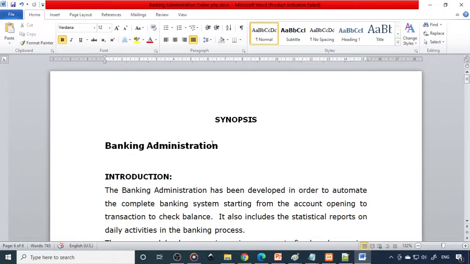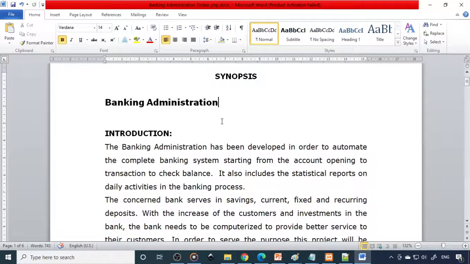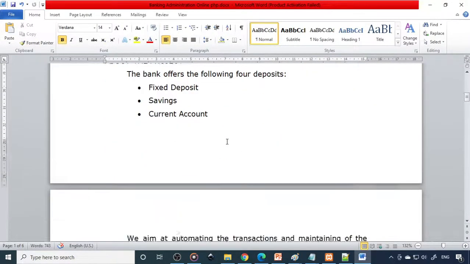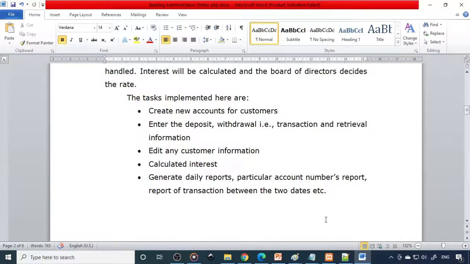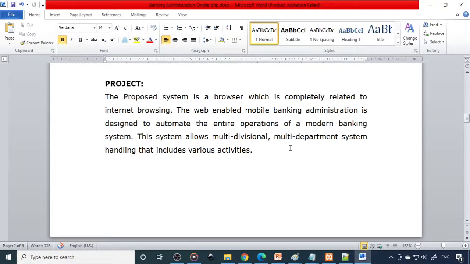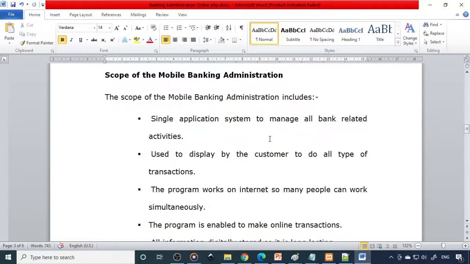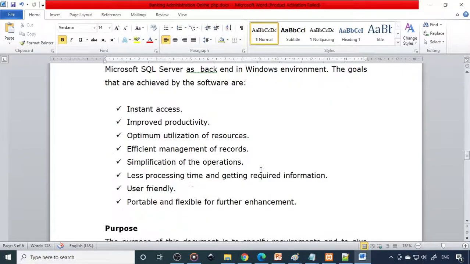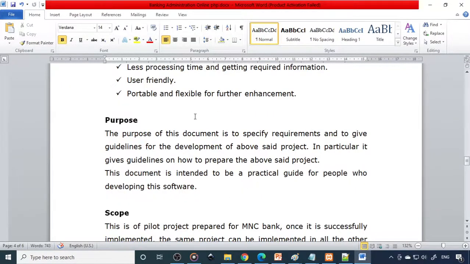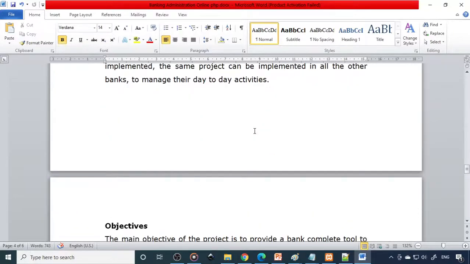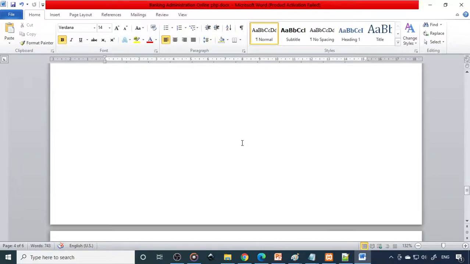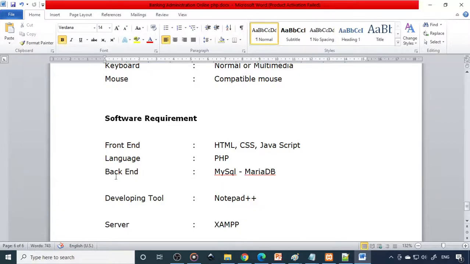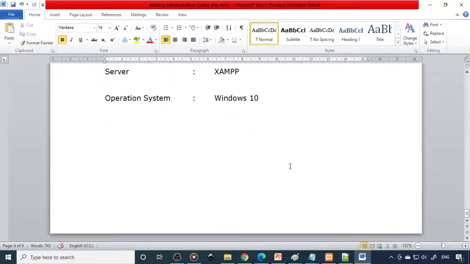Now as far as the synopsis for this particular project is concerned, here you can have a synopsis for banking administration. First you need to provide the introduction and about the bank, and what are the things we can do here, and in the savings account, what are the options in the savings account, and about this project, why this project, what is the scope of this project, what are the advantages you are getting, and what the banking administration can do. Here are some more advantages, and what is the purpose of this project, and what is the scope, and what are the objectives. And then you need to write the hardware requirement. So here is the hardware requirement, and here is the software requirement. All this is available for you to download.